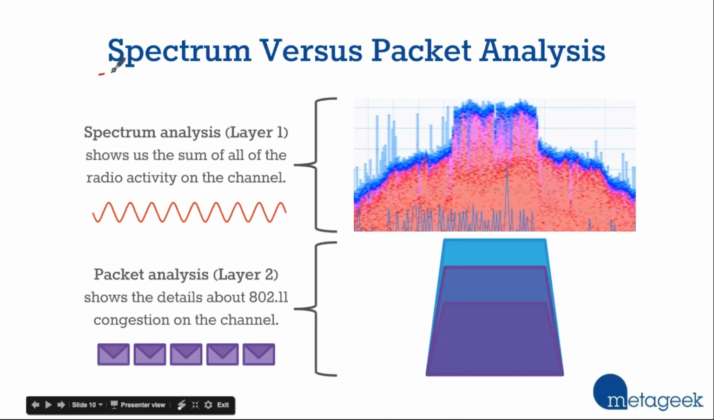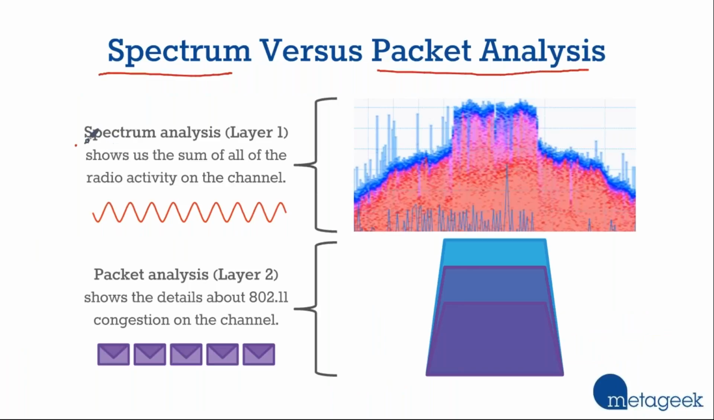So here's the difference between spectrum analysis and packet analysis. With spectrum analysis, we're looking at layer 1. That is the raw radio frequency activity in the band. Spectrum analysis shows us the sum of all of the radio activity on the channel. So that's all of the radio activity combined. That could be 3 or 4 different Wi-Fi devices all talking. Since we're just looking at the shape of it, we know what it is based on the shape. And in this case, I know it's Wi-Fi. And we can see how often they're talking, how busy they're keeping the channel. And that's called utilization in the spectrum analysis world.